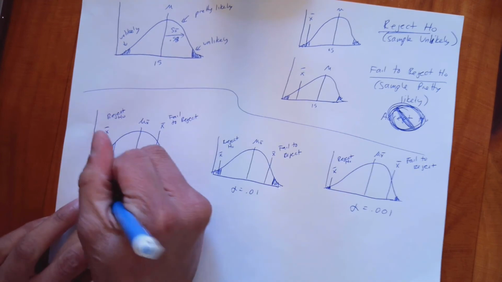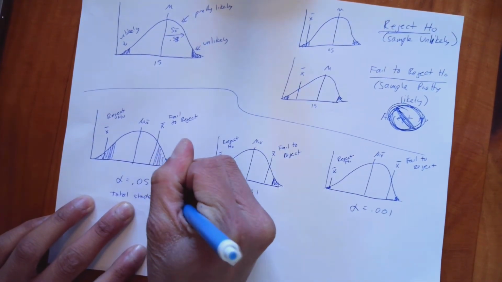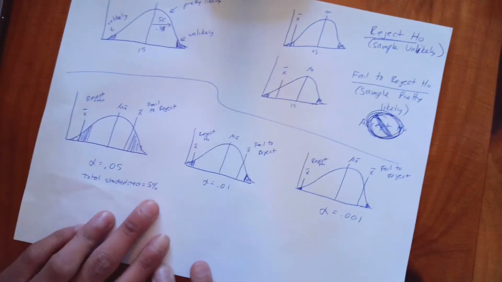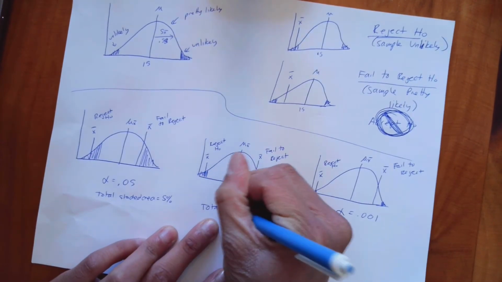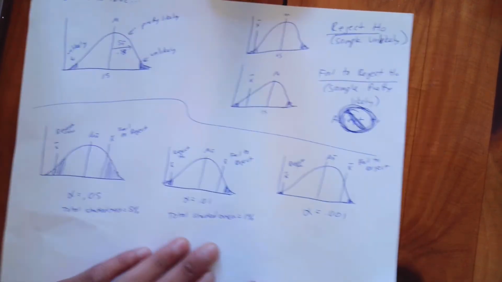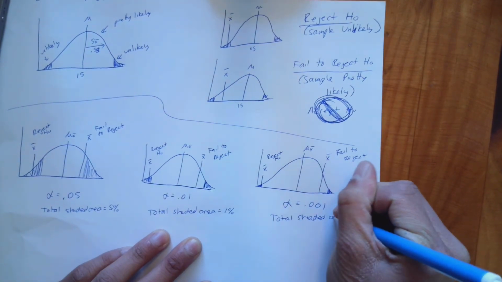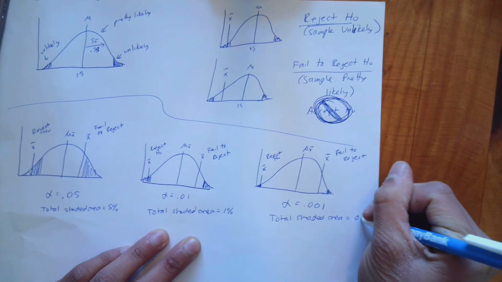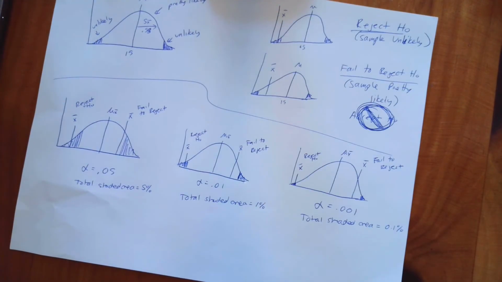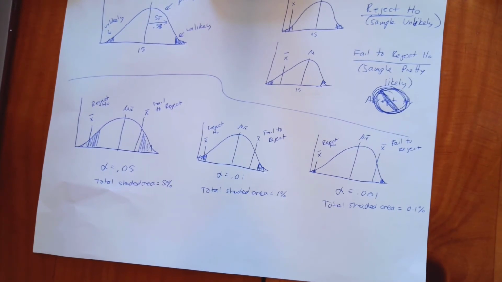And so in this one, your total shaded area is 5% for an alpha level of 0.05. Your total shaded area is 1% for your alpha level of 0.01, and your total shaded area is 0.1% for your alpha level of 0.001. So hopefully this is filling in the cracks a little bit in what I talked about in the slides, and where these things come from and how they connect to what we've done in the class so far.